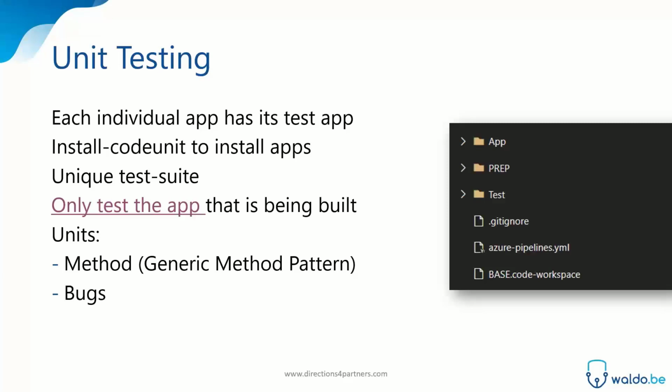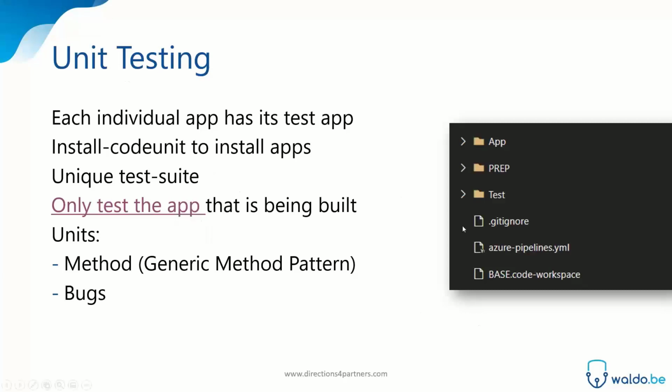So these are the units that we test, and we obviously test bugs as well. From the moment you have a bug report, the first thing that we need to do is create a test, basically reproduce the bug, and then fix it by making the test work. That is basically where we got started, and we still do it today.